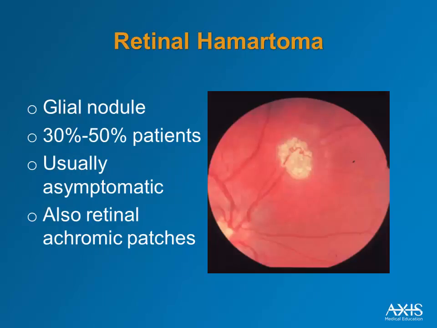Now, beyond the nervous system, there are many manifestations that are important both diagnostically and in terms of management. This is a photograph of a glial nodule, a so-called retinal hamartoma, in the back of the eye that you will see in 30 to 50% of individuals with tuberous sclerosis complex. In spite of their ominous appearance, they're usually asymptomatic and probably more important as a diagnostic marker than as a problem that needs treatment. And the other ophthalmological feature would be the retinal achromic patches that may occur.